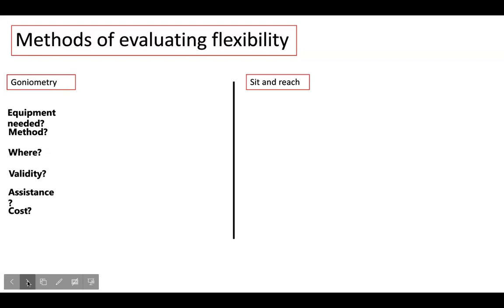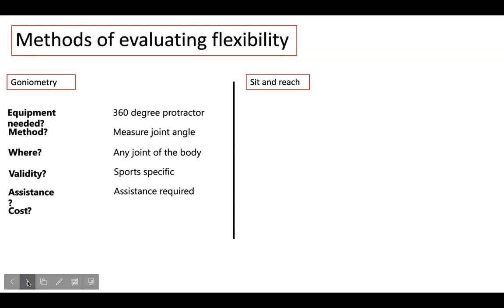So equipment needed for goniometry. This is simply a 360-degree protractor. The method is simply you measure the joint angle, where this can be done at any joint of the body. Validity, does it measure what it's saying it's measuring? Is it good? Yes, it's sport specific, okay, for goniometry. Is assistance needed? Assistance is required. And is it expensive or cheap? It is cheap.